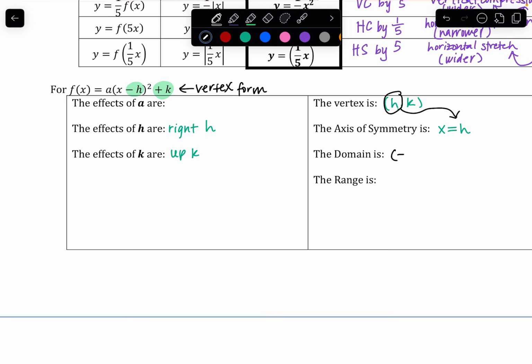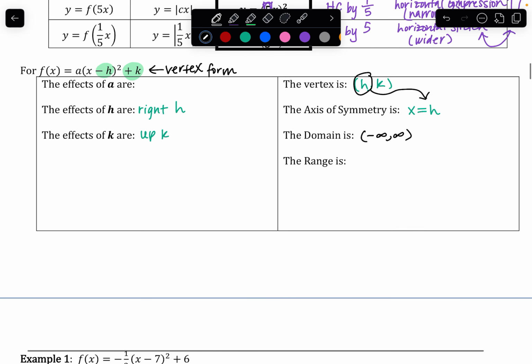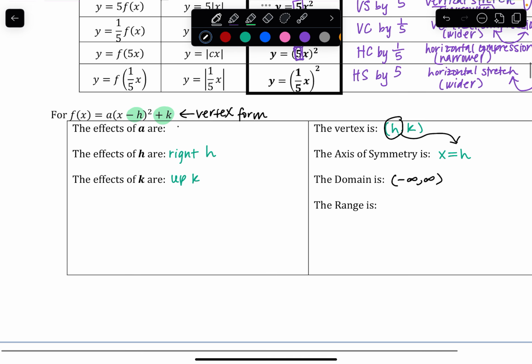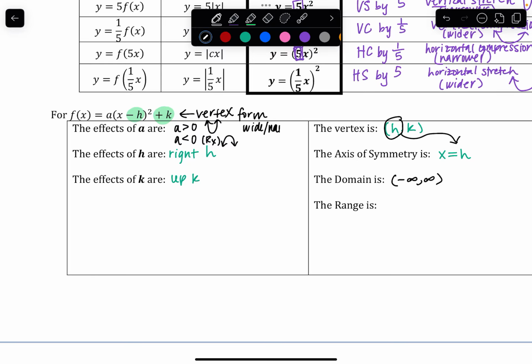Okay, the domain of a quadratic function is all real numbers all the time. And then the range depends on whether a is positive or negative. If a is greater than 0, it opens up. If a is less than 0, meaning there's an Rx, a reflection over the x-axis, it's upside down. It also tells you how wide or narrow the graph is, okay? And so larger a means narrower.